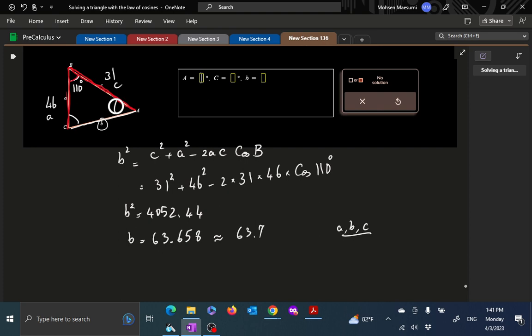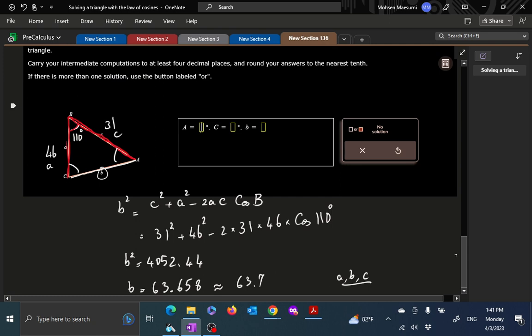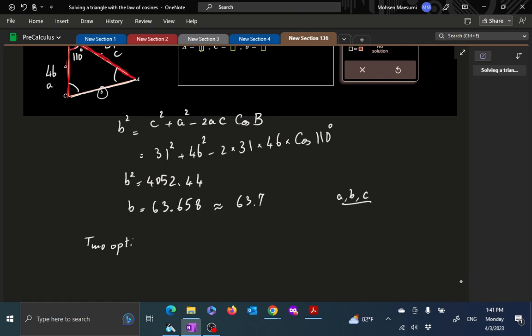I can go ahead and find these two angles just the way we showed in the previous example. We had three sides, and therefore we could get the three angles. Or I can go ahead and apply the law of sines. So we have two options now, in fact many options, at this stage: to apply the law of cosine again, or we can apply the law of sines.